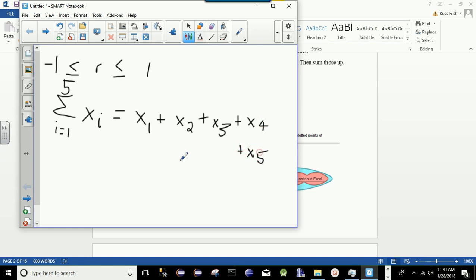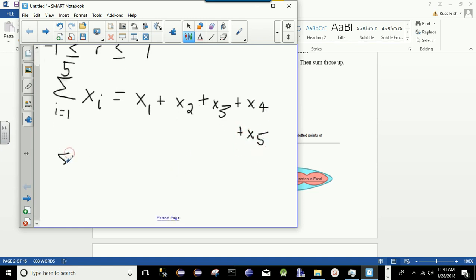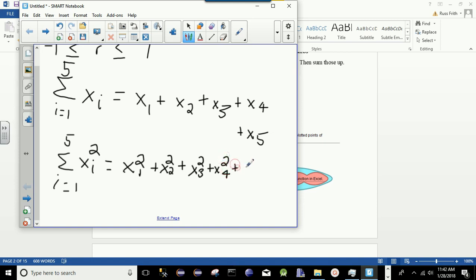Okay. Now, when I have something like this, this means that I sum the squares of 5 values. Okay, x1 squared plus x2 squared plus x3 squared plus x4 squared plus x5 squared.